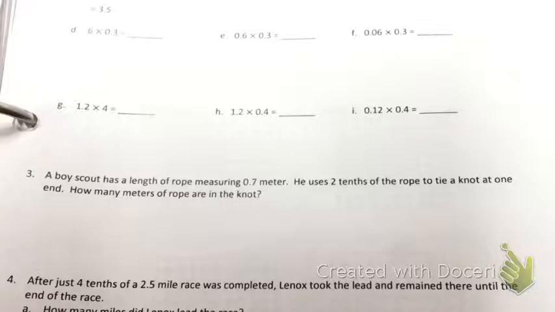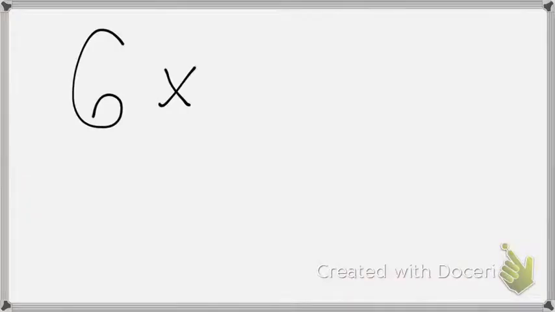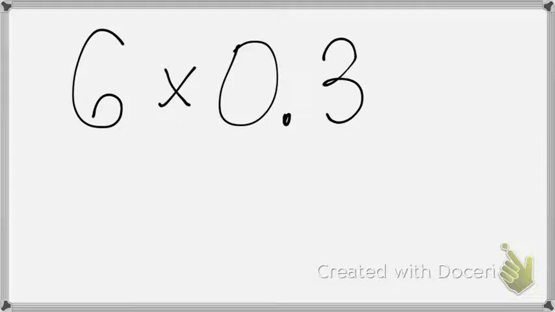So let's take a look at letter D. 6 times 3/10. We know that 6 times 3 is 18, but 1 times 10 is 10. So my answer should have been 1.8. Now, let me demonstrate that by doing this. 6 times 3/10. I know I'm going to multiply my non-zero numbers and get 18.